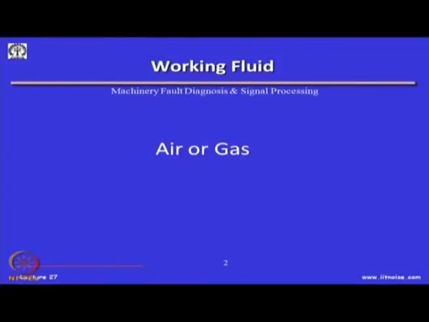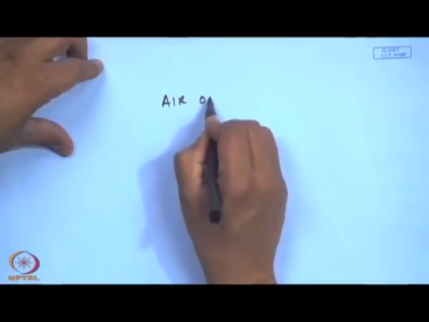Before I get into the details of fault diagnosis in fans, blowers and compressors, let me briefly give you an example of how different they are from other fluid handling machineries like pumps and turbines. Basically, pumps and turbines handle fluid, it could be liquid like water or other chemicals, but mostly when we talk about air handling devices, we talk about fans, blowers and compressors. So, the working fluid in fans, blowers and compressors is usually air or gas.